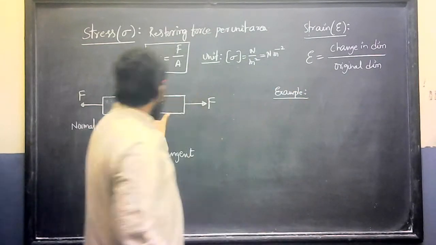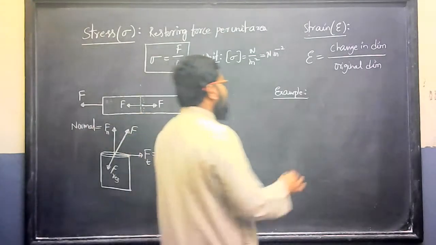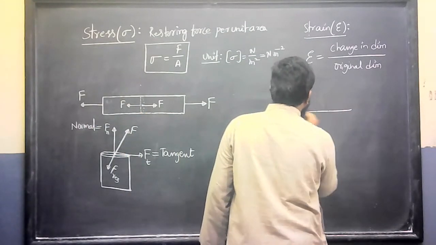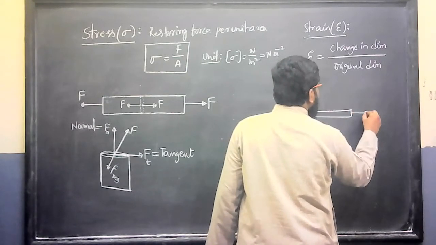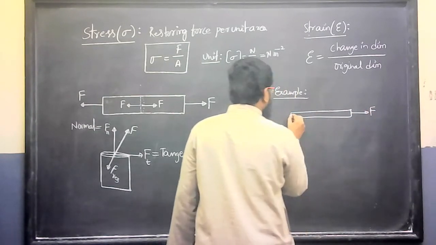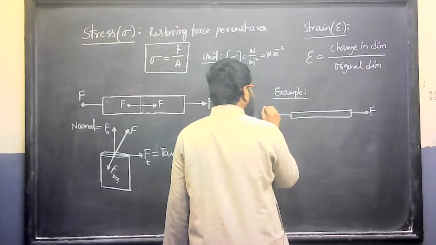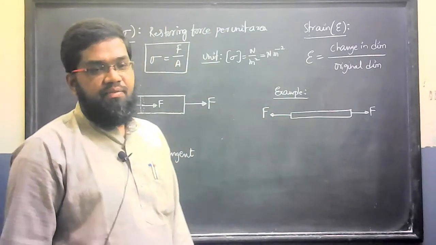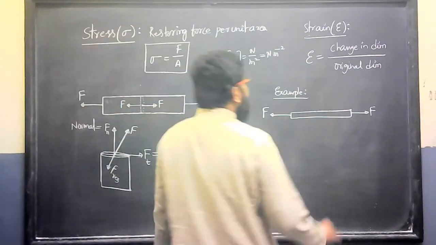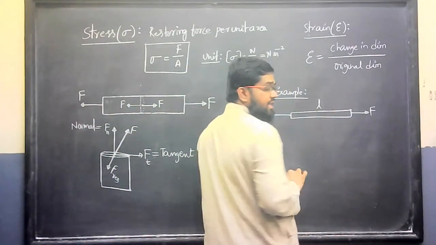So you take the same situation. I'm taking a rod, a wire or otherwise, one dimensional object, and I'm applying a force like this. How are we applying the force, normally or tangentially? We are applying normal to the surface. Then what happens here? The length will be increased. Let's say length will be L.